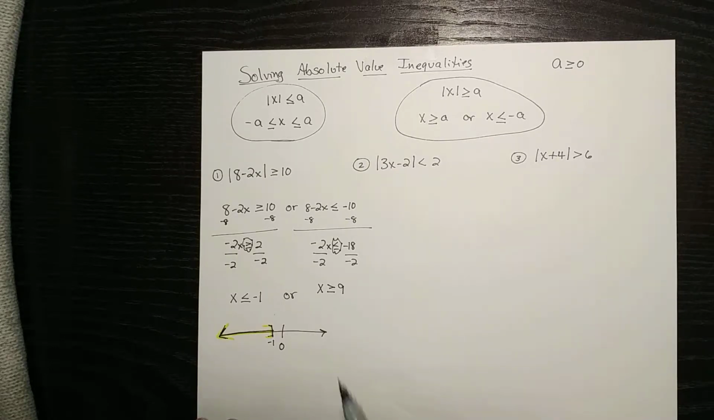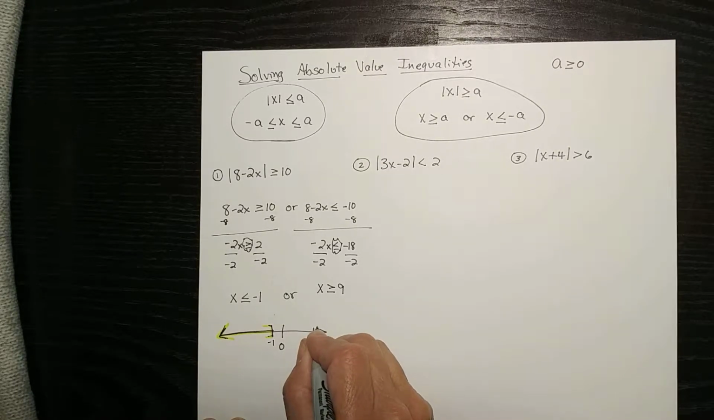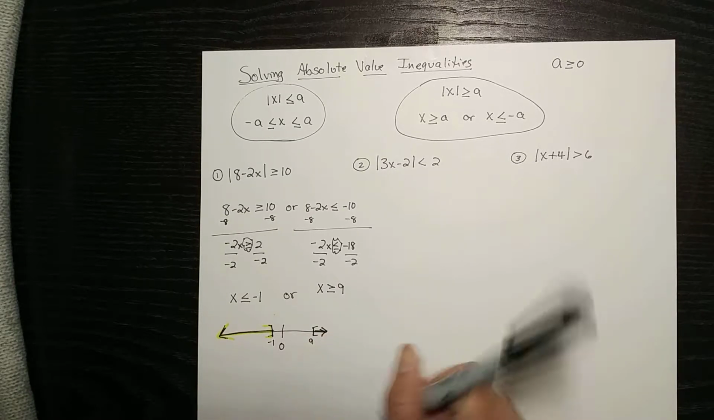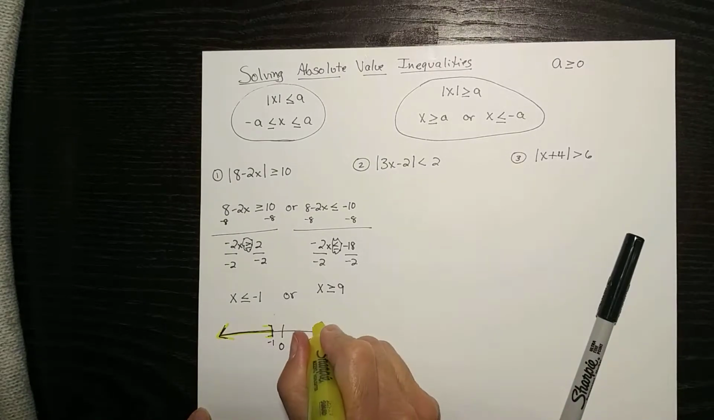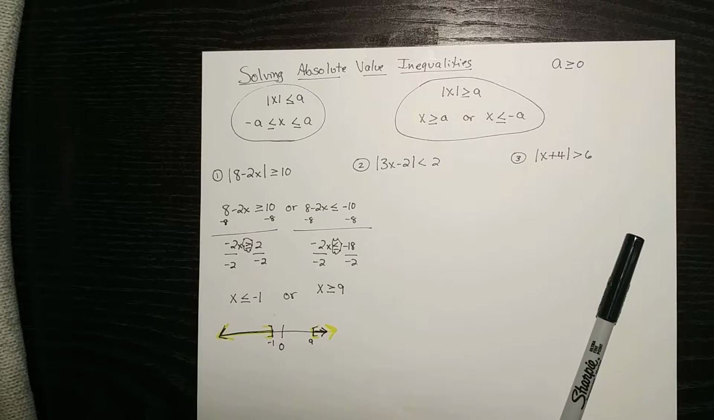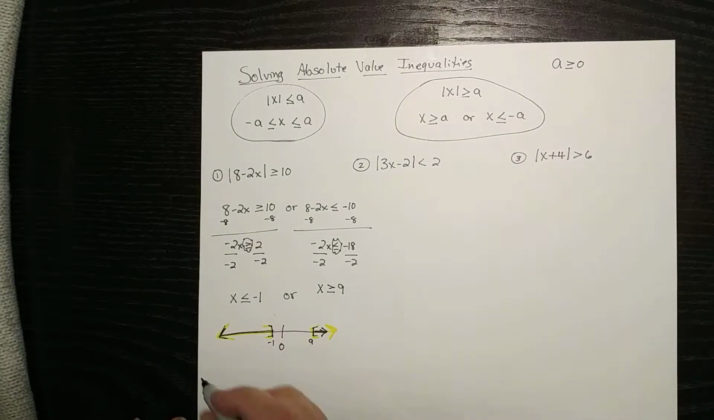So we could say 9 maybe is right here. The values of x that are greater than or equal to 9 look like that. This is the graph of this solution set. This is how we write it in interval notation.